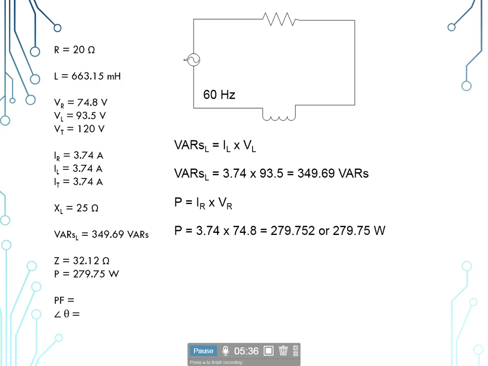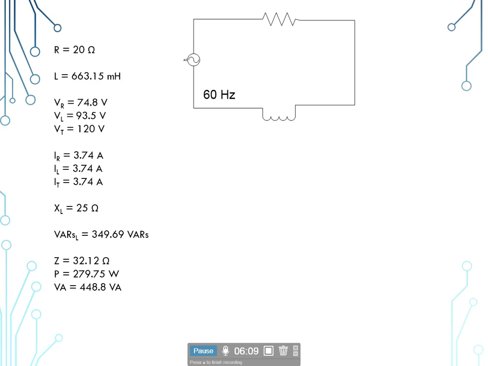The rest have a different name. And for what replaces our total power in DC, we'll call our VA, volts ampere, or our apparent power, which is going to be equal to our current total times our voltage total. Just straight up on the power formula, the pi wheel. And so our 3.74 times 120 gives us 448.8 volts ampere.